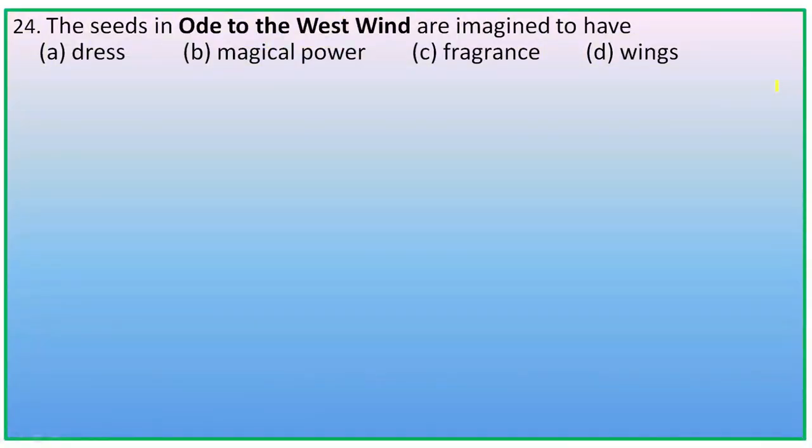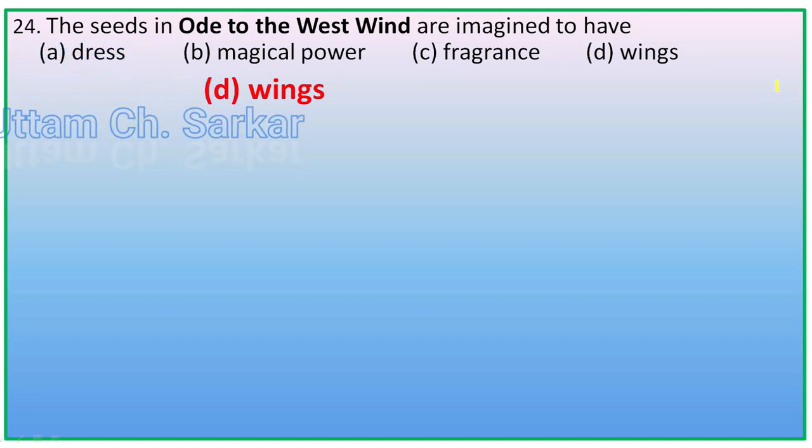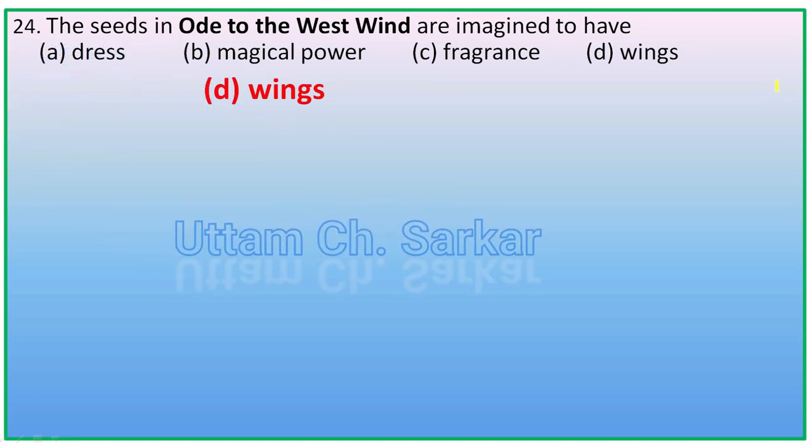Next, question number 24. The seeds in the west wind are imagined to have, Shelley calls the seeds winged seeds. So the right option is D, wings, because Shelley imagines that the seeds have wings. That's why he uses the term winged seeds.